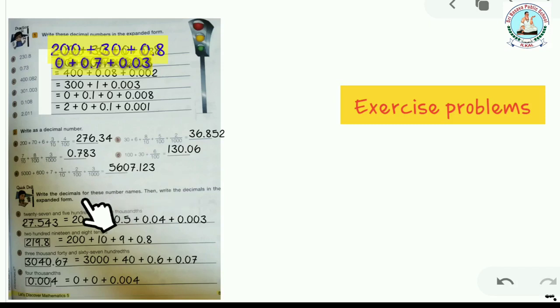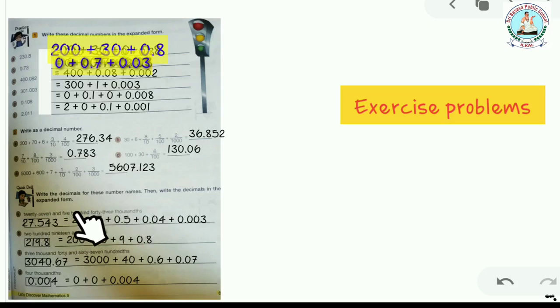Next, write the decimals for these number names and then write the decimals in expanded form. These are the number names given here. For these number names we have to write their decimals, and afterwards we can write their expanded forms as under. The first number name is 27 and 543 thousandths. Okay, it is 27 and 543 thousandths.